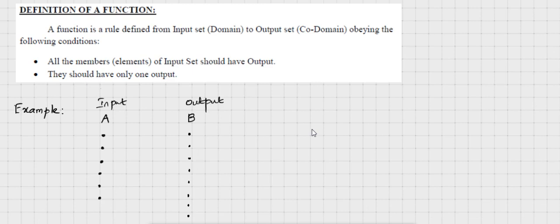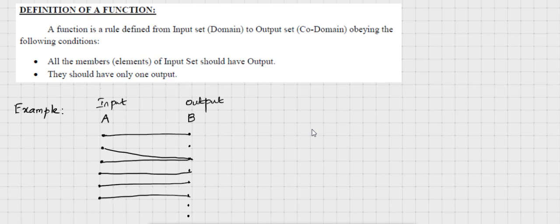Let's see now. The conditions are: all the members of the input set, these 6 elements, should have an output. Of course, they should have one and only one output. That is, one element cannot have 2 outputs. This can map to this, and this can map to this, and this can map to this, like this.